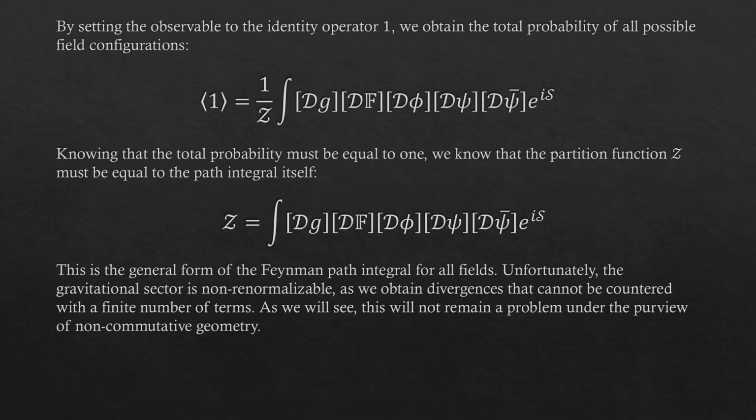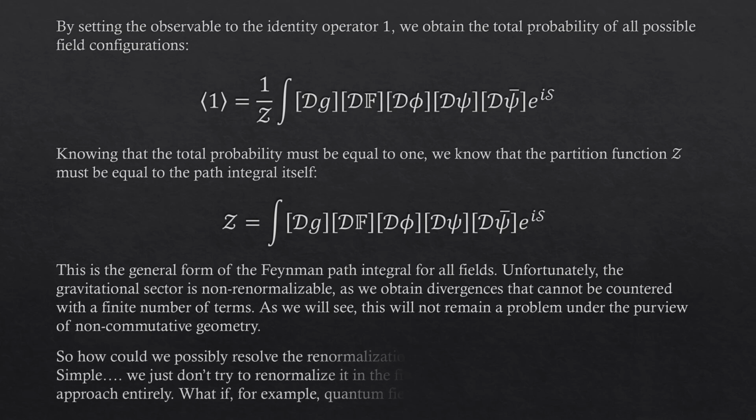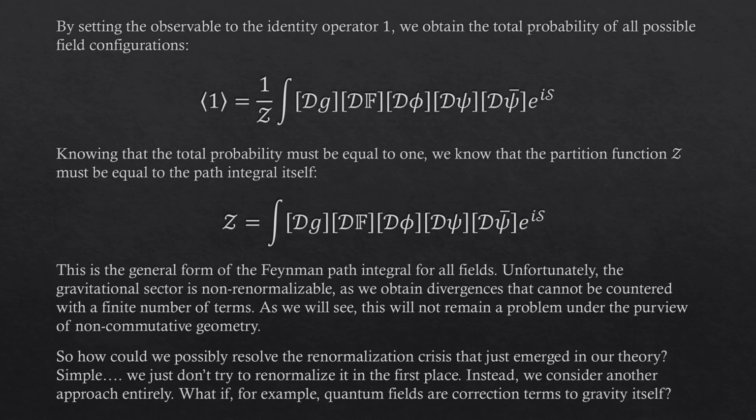Unfortunately, the gravitational sector is indeed non-renormalizable, as we obtain divergences that cannot be countered with a finite number of terms. Though, as we will see, this won't remain a problem under the purview of non-commutative geometry. So how could we possibly resolve the normalization crisis that just emerged in that theory? Simple. We just don't try to renormalize gravity in the first place. Instead, we consider another approach entirely. What if, for example, quantum fields are just correction terms for gravity?